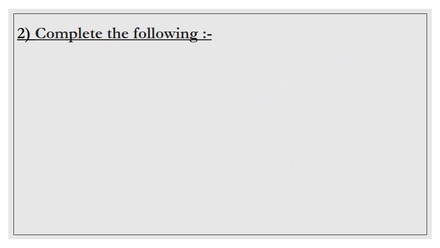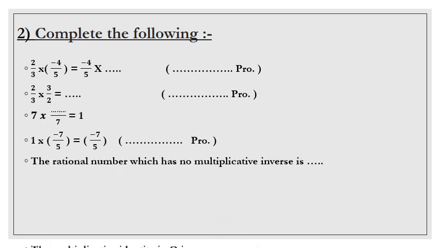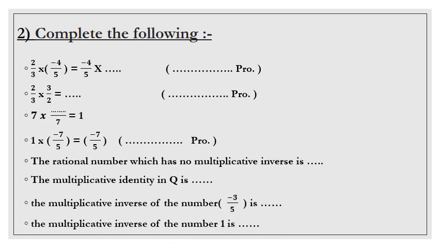Example 2. Complete the following. Number 1, 2 over 3 by negative 4 over 5 equals negative 4 over 5 by what? Change places. Then by 2 over 3. The property is called what? Commutative property. Okay.